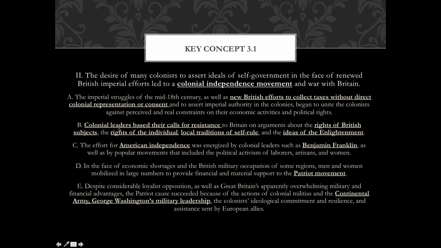And notice how I love this part B, because part B is a great multiple choice question, because it tells you colonial leaders base their calls for resistance on several things here. Their rights as British subjects, the rights of an individual, local traditions of self-rule. You might remember the House of Burgesses, town meetings in Massachusetts, and the ideas of the Enlightenment. So you can just see a really nice multiple choice question right there. This led to the independence movement.